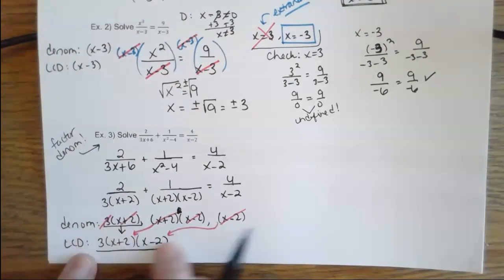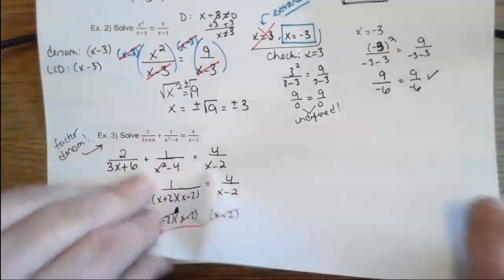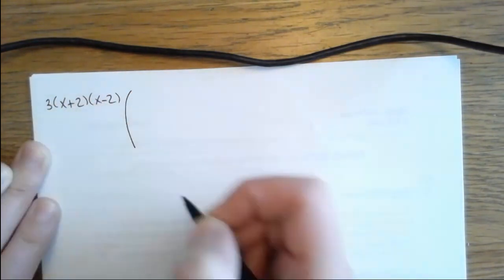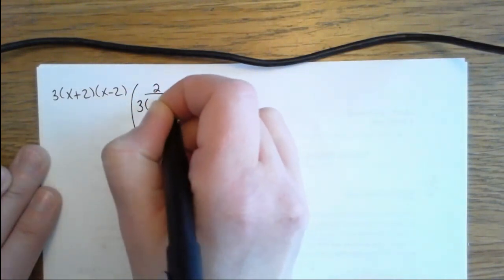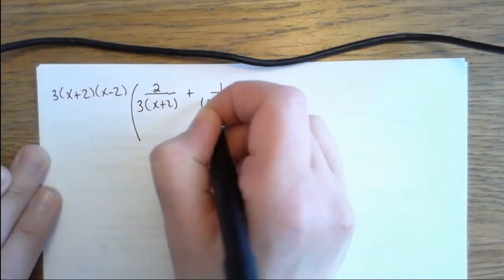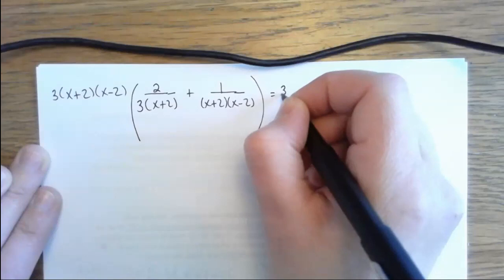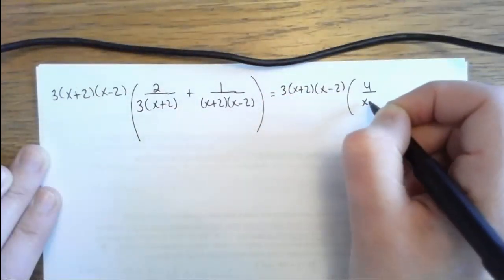Now I'm going to go ahead and take my LCD and multiply it by all parts. I'm going to go ahead and do that on the back so I have some room. All right, so there's my LCD, and I'm going to multiply that by 2 over 3 times x plus 2 plus 1 over x plus 2 x minus 2. And then on the other side, again, I'm taking my LCD, and I'm multiplying it this time by 4 over x minus 2.